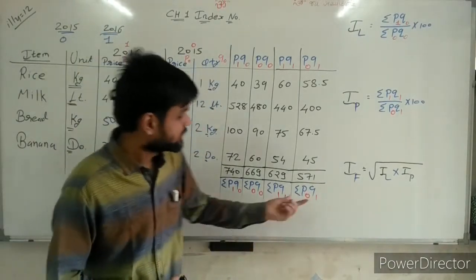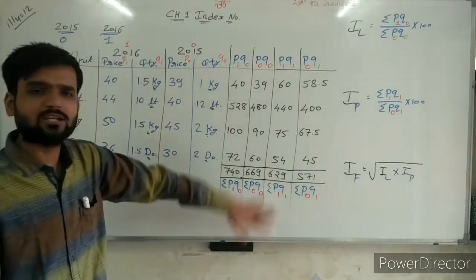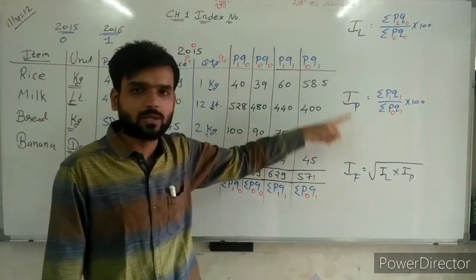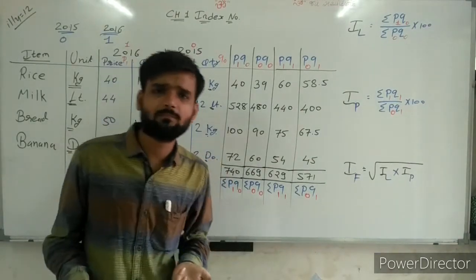So that is sigma P0 Q1. Now we have all the values which we need to find the last pair, Paasche and Fisher index number, and the sum becomes easy. Simplest one.